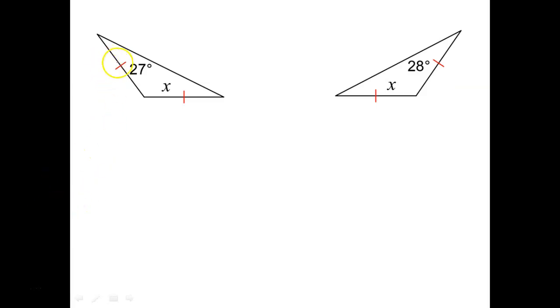All right, we have an isosceles triangle here. The two sides are congruent, and so are the base angles. So if this is 27 degrees, this angle is also 27 degrees. Same thing here. The two sides are congruent, so are the base angles. So if this is 28 degrees, so is this angle, 28 degrees.